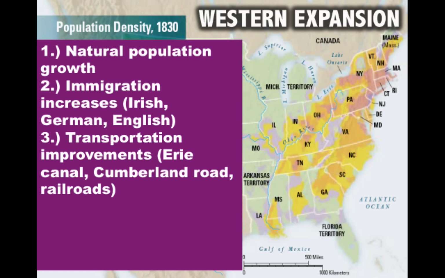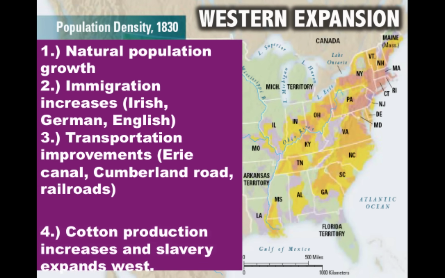Transportation improvements allow this western expansion to take place as well. We have this transportation revolution with canal building, the first national road, the Cumberland Road, and eventually, of course, the big one, railroads in the 1830s and 40s. So transportation improvements allow this western expansion.